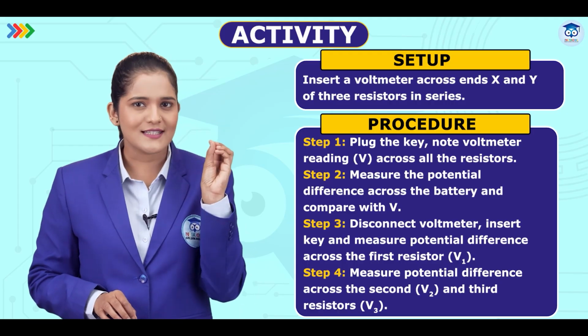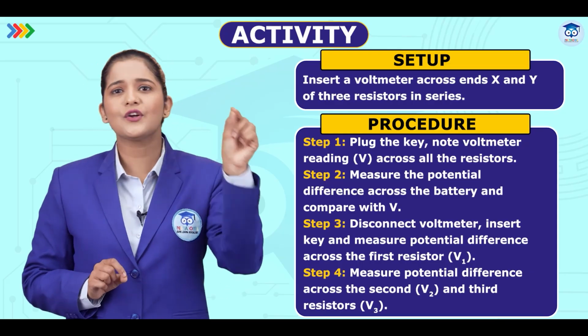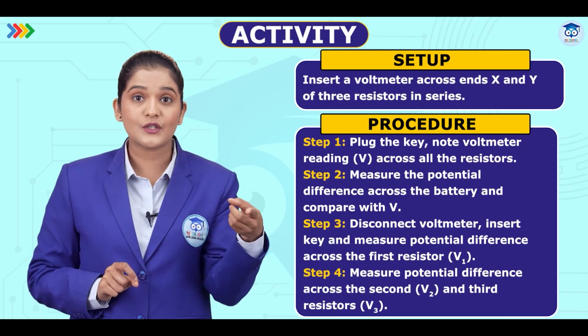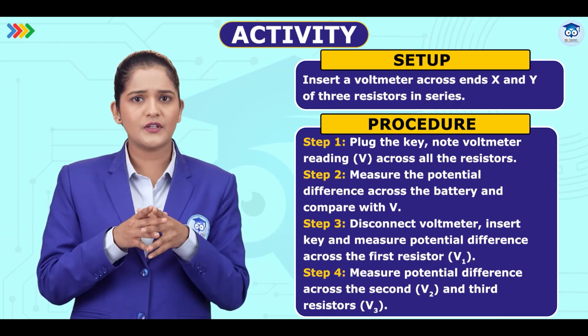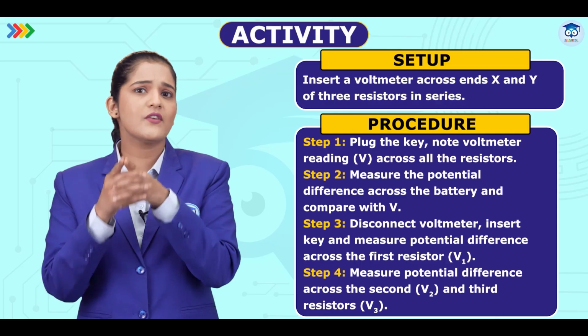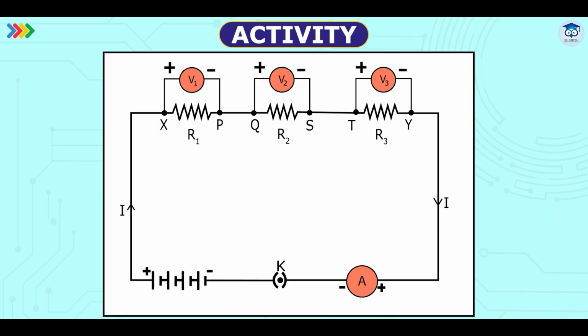To ensure consistency, we also measure the potential difference directly across the battery and compare it with the value of V. Since there are no other components in the circuit aside from the resistors and measuring instruments, both readings should be equal, validating the initial setup. Next, we disconnect the voltmeter across X and Y and instead measure the potential difference across each individual resistor.